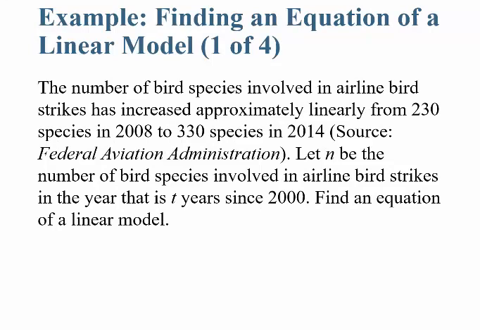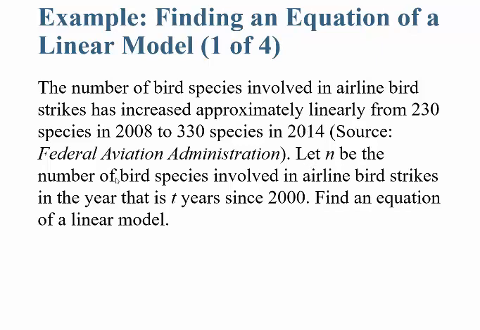This is about finding an equation of a linear model. The number of bird species involved in airline bird strikes has increased approximately from 230 species in 2008 to 330 species in 2014. I know it's a weird example. But what you want to take away here is that these airline bird strikes, so birds just hitting airlines, have increased approximately linearly. That means the rate of change or the growth has been kind of like a straight line, from 230 in 2008 all the way up to 330 species in 2014.